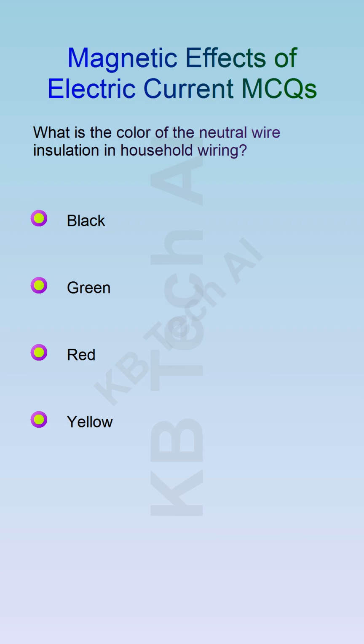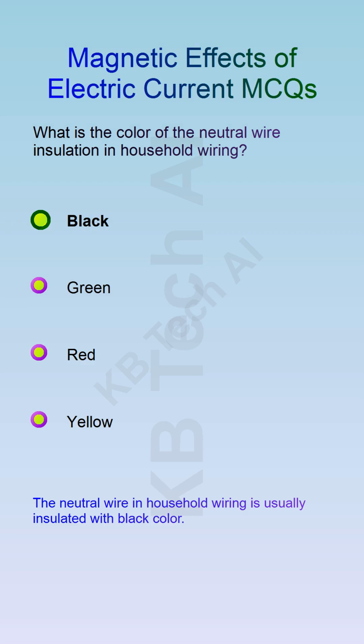What is the color of the neutral wire insulation in household wiring? Option 1, black, option 2, green, option 3, red, option 4, yellow. The answer is, option 1, black.